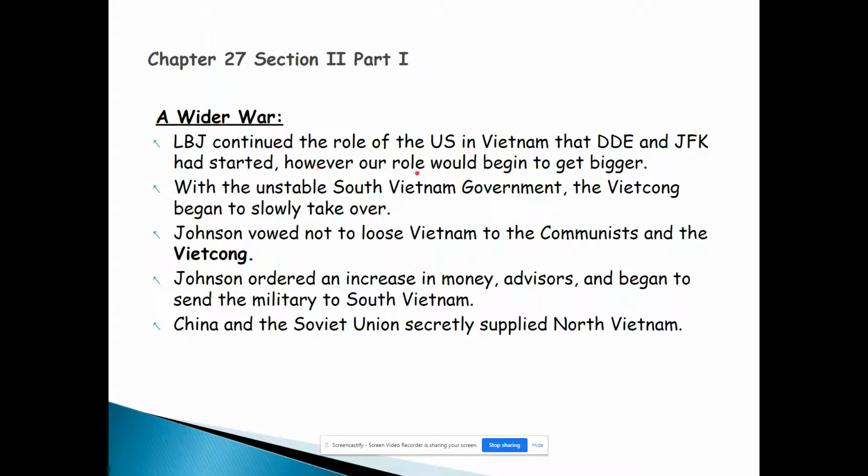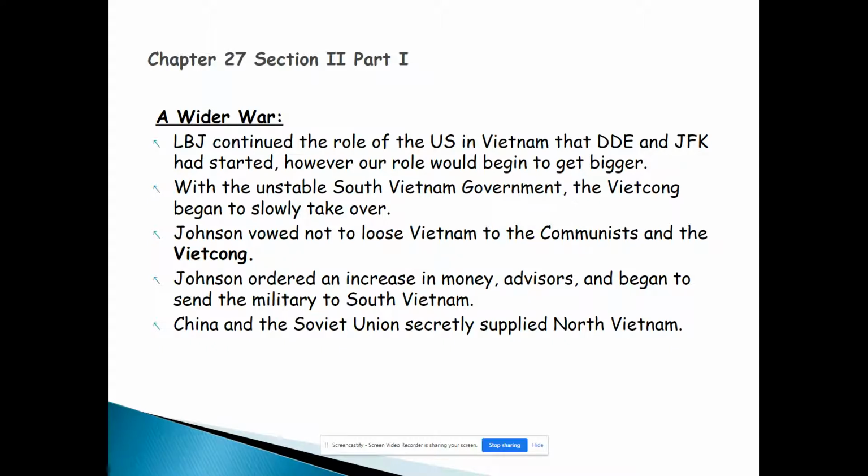Okay, South Vietnam is incredibly unstable. I told you yesterday that their president they assassinated. All right, North Vietnam or the Viet Cong are starting to take over South Vietnam. So the United States can't have this. Remember, containment of communism, the domino theory. If one country fell to communism, everybody else would fall.